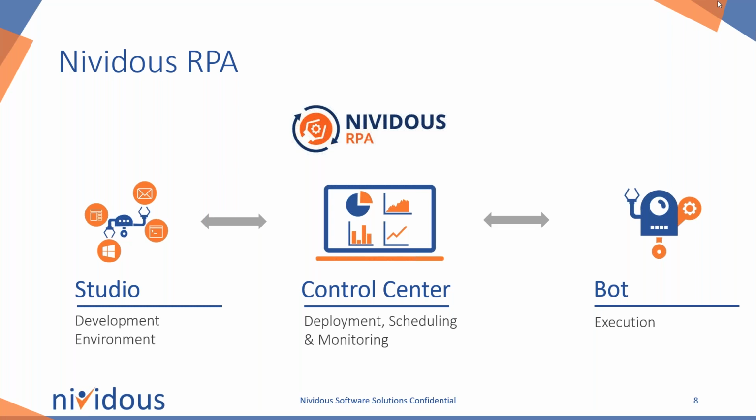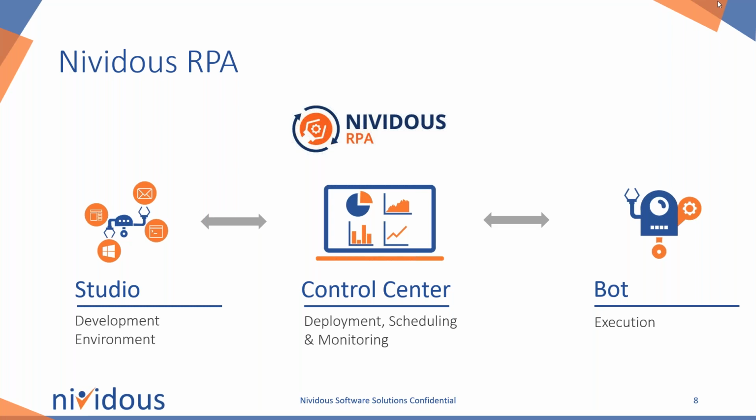So the power to control these things is put in the hands of the users themselves, who are experts in how the process works, rather than in the hands of an IT staff that's kind of distanced from the process itself. So that's all in the studio, where that takes place. And then the second component of the RPA solution is the control center.